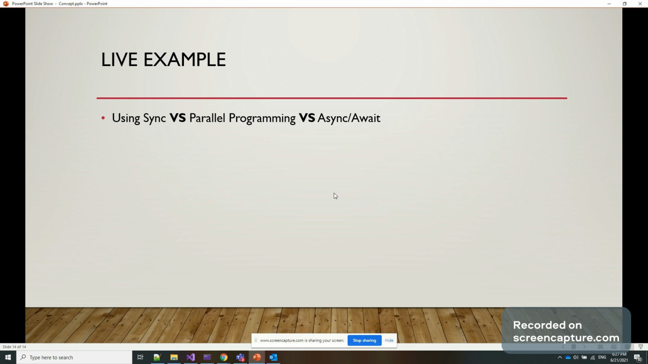So now we are taking a live example, where we will see the difference in how much time is taken in synchronous mode versus parallel programming, and versus async and await, because async and await is also one of the ways to achieve this. So let's jump onto one of the articles written by someone, so we can go through this one.